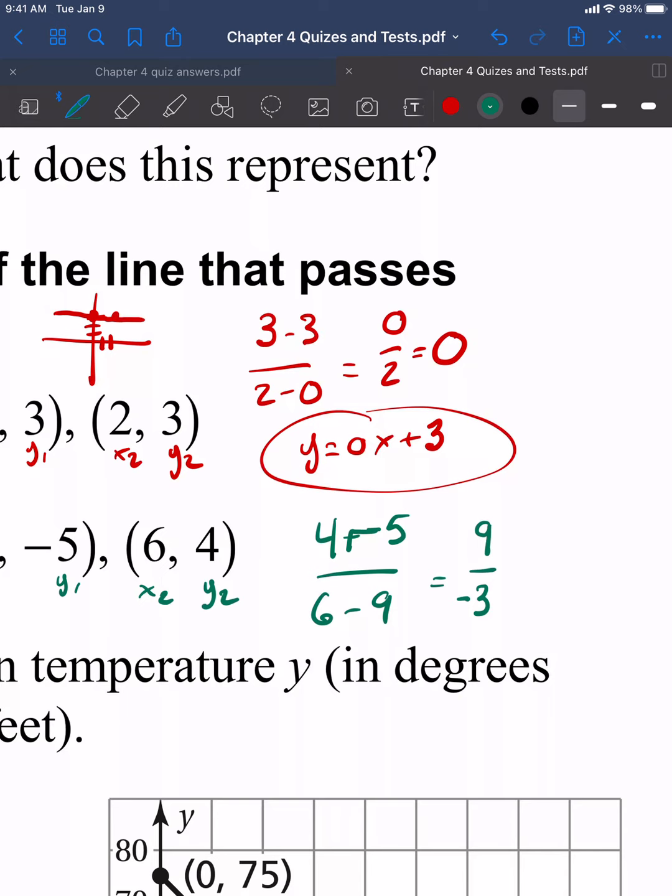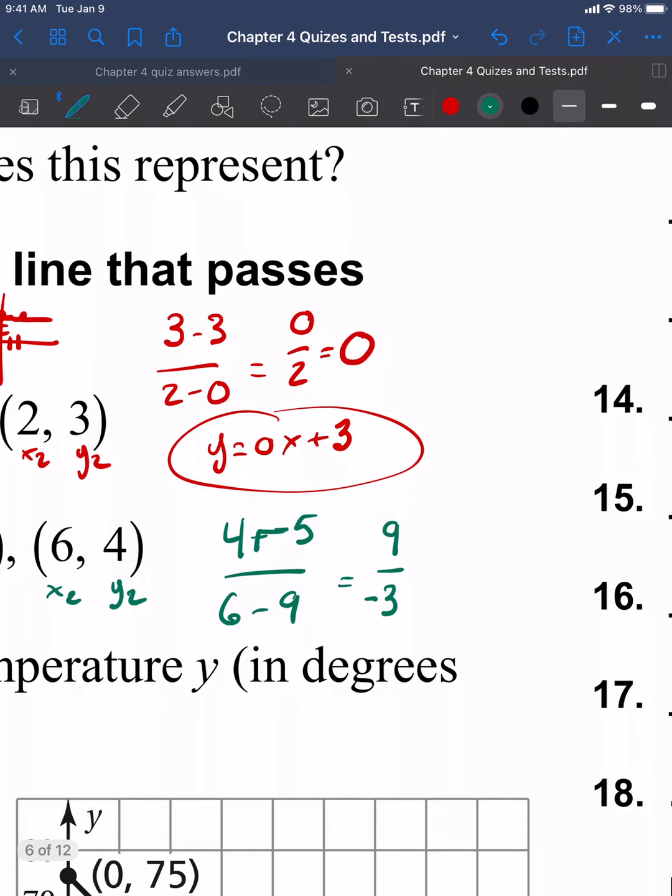Negative 3. Can I reduce that slope? Yes. What can I reduce that to? Divide by 3. What is 9 divided by 3? It's 3, right? Negative 3? Yeah. So could I write my slope as y equals negative 3x? I could, right? Okay. Now what do I need to do? Graph it, because I need to find the y-intercept.